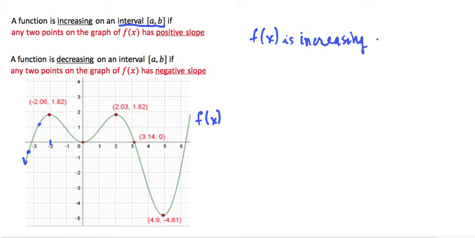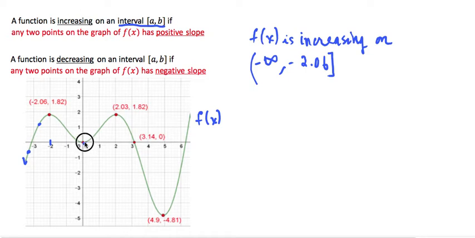f of x is increasing on the following intervals. From negative infinity to -2.06. I'm going to put a square bracket here on -2.06 because we can touch that part. We can never actually touch negative infinity, so that's an open interval there. And in other parts here, it is also increasing.